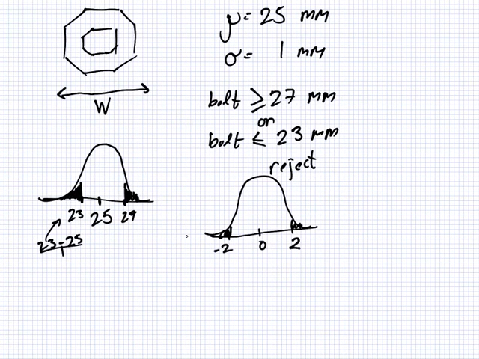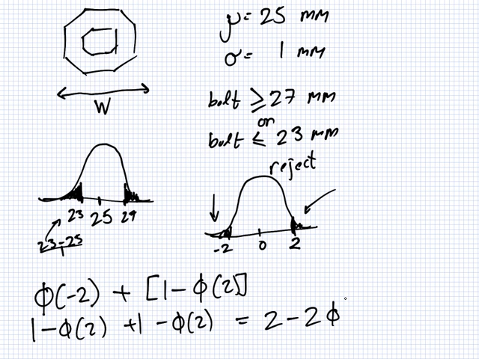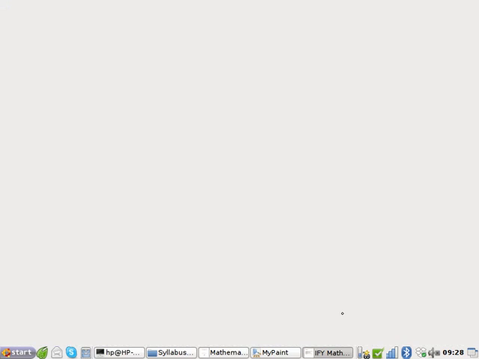The area between them. Yeah, we could get the area between them. I'll just do it the long way. So this area and this area. So this area here will be phi of minus 2, and this area here will be 1 minus phi of 2 because it's to the left there. This is 1 minus phi 2 plus 1 minus phi 2. I think I have that okay. So that would be 2 minus 2 phi 2, which would be 2 minus 2, and then phi 2 is 0.9772.